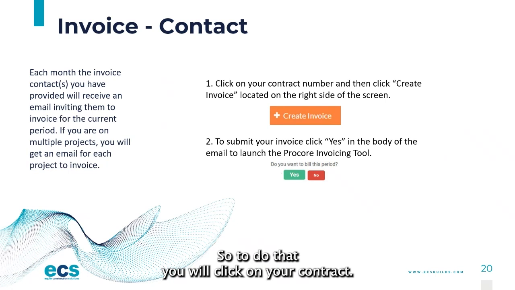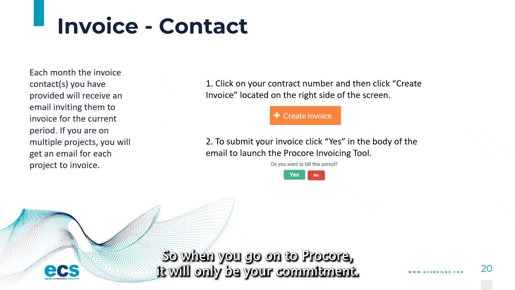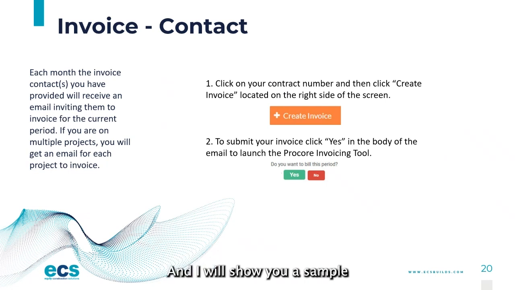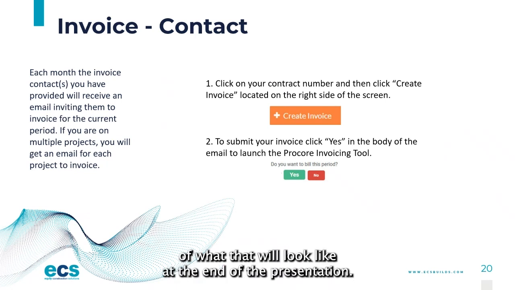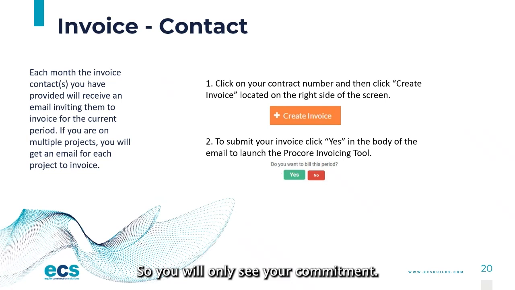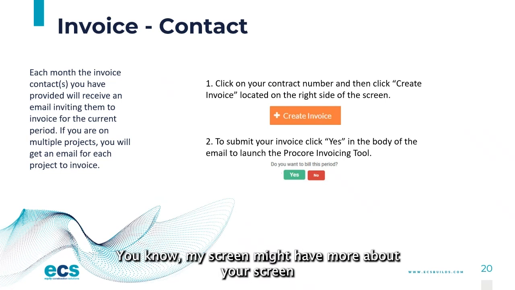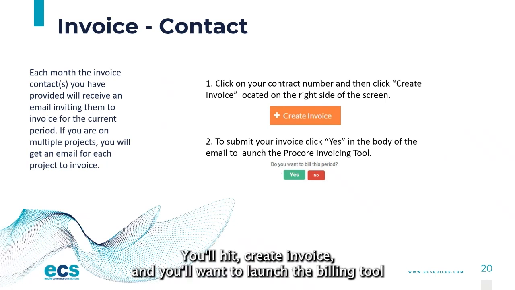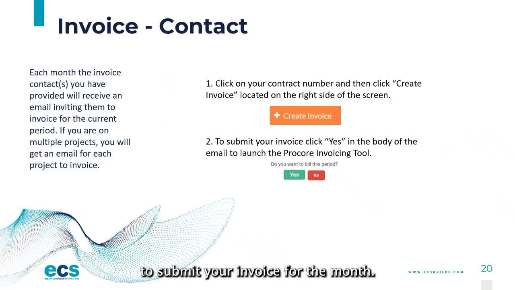To do that, you will click on your contract. When you go into Procore, it will only be your commitment. I will show you a sample of what that looks like at the end of the presentation. You will only see your commitment. My screen might have more, but your screen will only have your commitment. You'll hit create invoice and launch the billing tool to submit your invoice for the month.